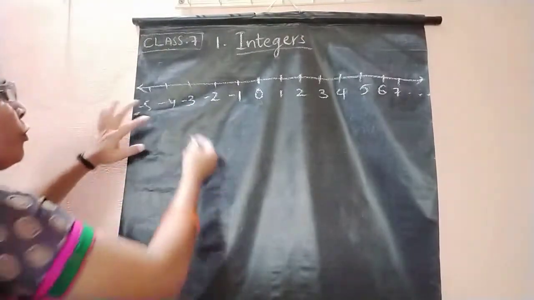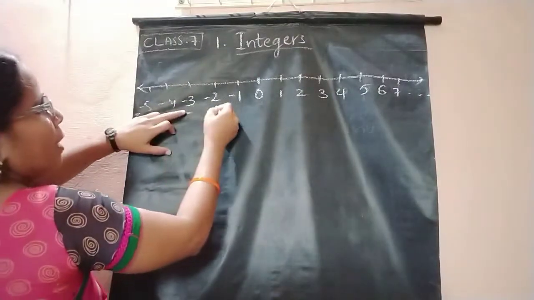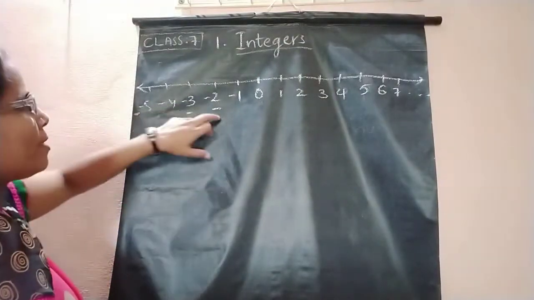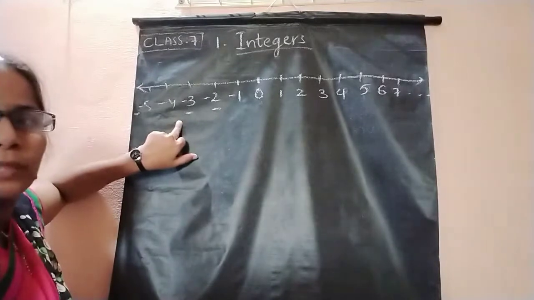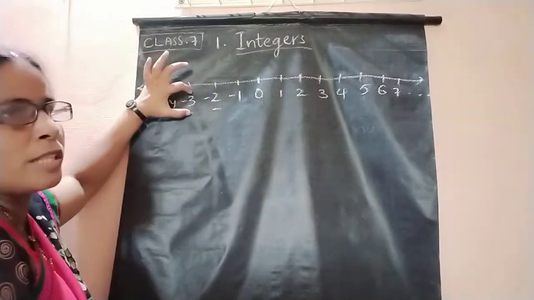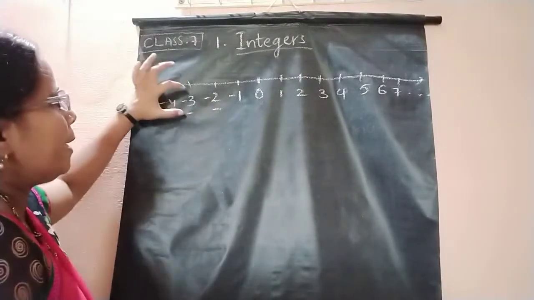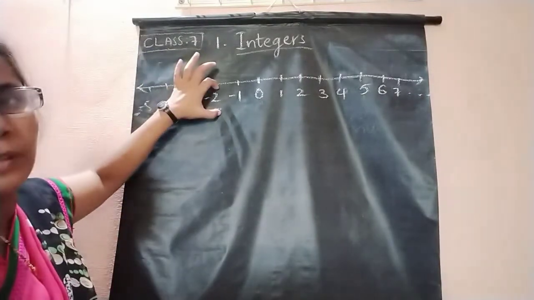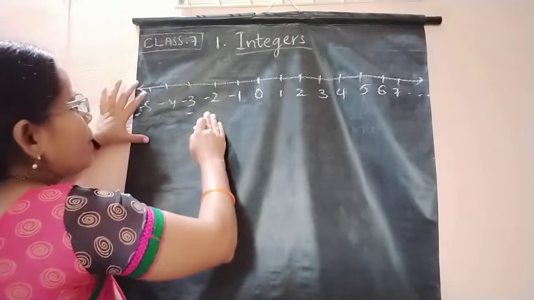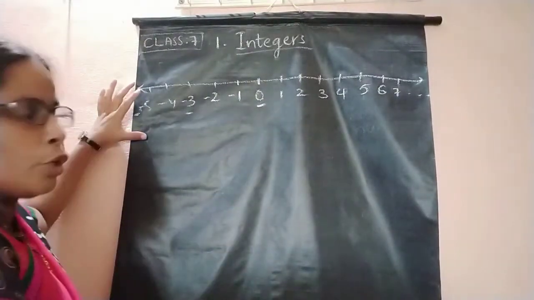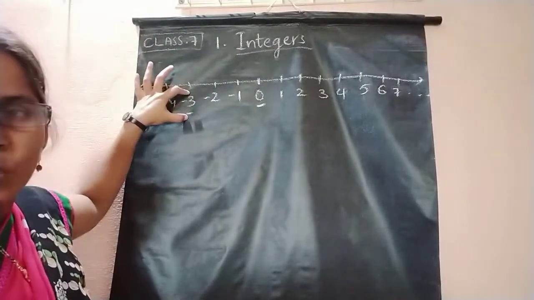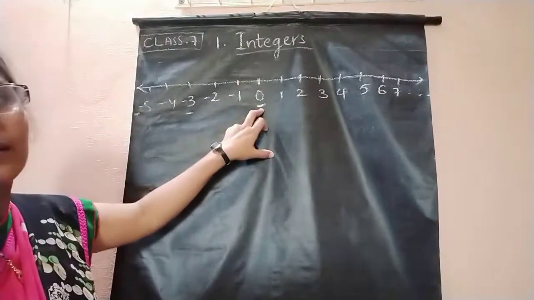But in integers, we can say which is the smallest and which is the greatest of two given numbers. If you take minus 3 and minus 2, which is the smallest one? Automatically we say minus 3 is the smallest, because it comes first and the other comes after. Or if you take minus 3 and 0, minus 3 is the smallest integer and 0 is the biggest integer.